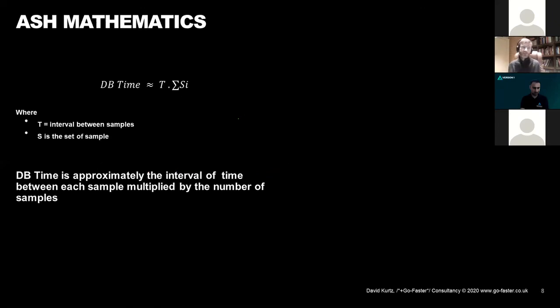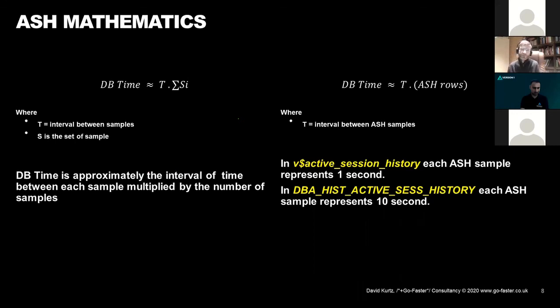So the mathematics behind this is, how much database time is there? Well, it's approximately equal to the duration between the samples multiplied by the number of samples. So because it's 1 sample per second, you count 1 second of database time per sample. So basically it's 1 second for each row you find in V$ACTIVE_SESSION_HISTORY, which is the in-memory ASH data. 1 in 10 of those samples are persisted into the AWR repository, so you count 10 seconds for that.